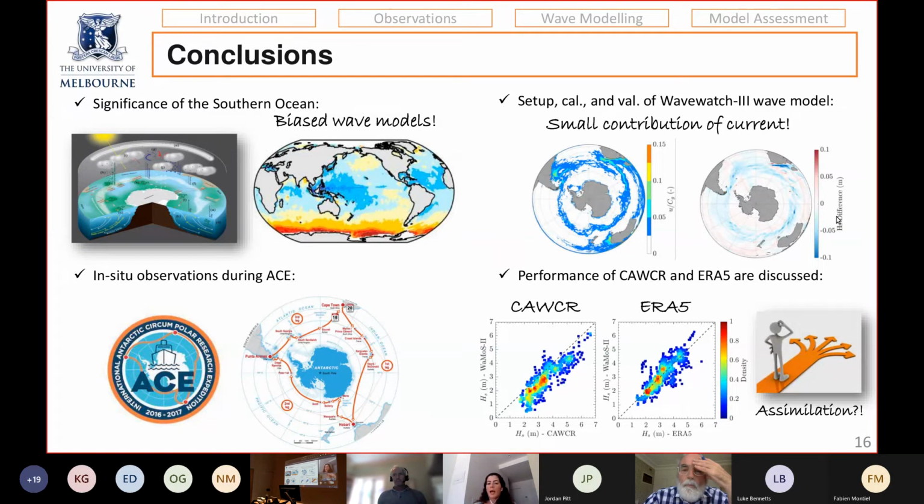We have also compared, basically, the models against our in situ observations, and we saw a significant overestimation of CAWCR hindcast, but the ERA5 reanalysis, which benefits from data assimilation, gave us a much better approximation for wave heights, which may be indicating that assimilation is the way to go for reducing wave prediction biases in the Southern Ocean.